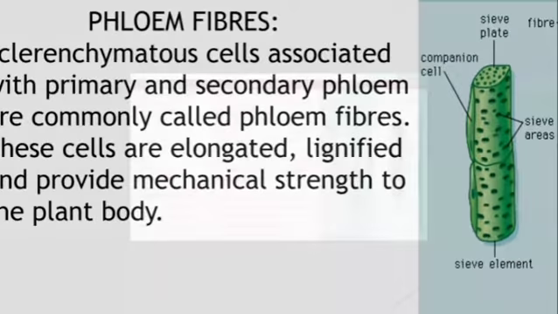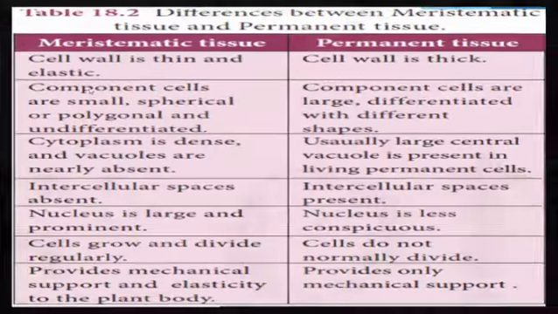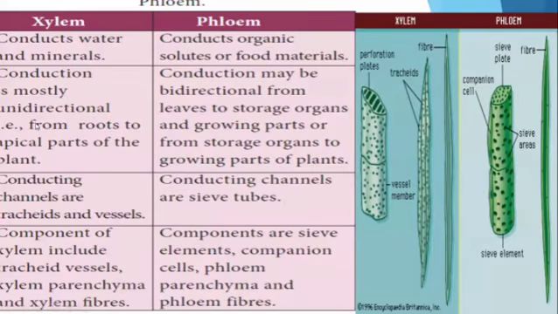Let's study the difference between xylem and phloem. Xylem conducts water and minerals from root to leaves. Phloem conducts organic solids or food material from leaves to other parts of the plant. Conduction is mostly unidirectional in xylem, from root to apical parts of the plant. In the phloem, conduction may be bidirectional, two-way, from leaves to storage organs, and from storage organs to growing parts of plants.